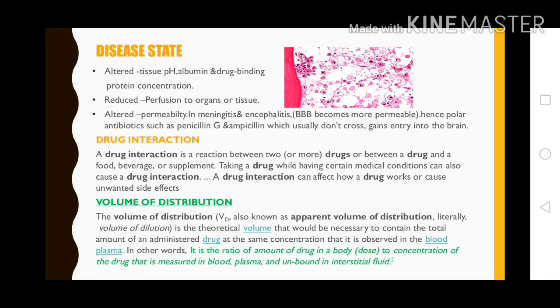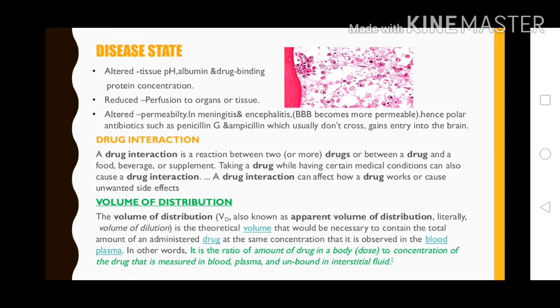For example, in meningitis and encephalitis, which are disorders related to the brain, the blood-brain barrier becomes more permeable. So the drugs which normally do not cross, like polar or hydrophilic drugs, find it easy to gain entry into the brain, like penicillin G and ampicillin.